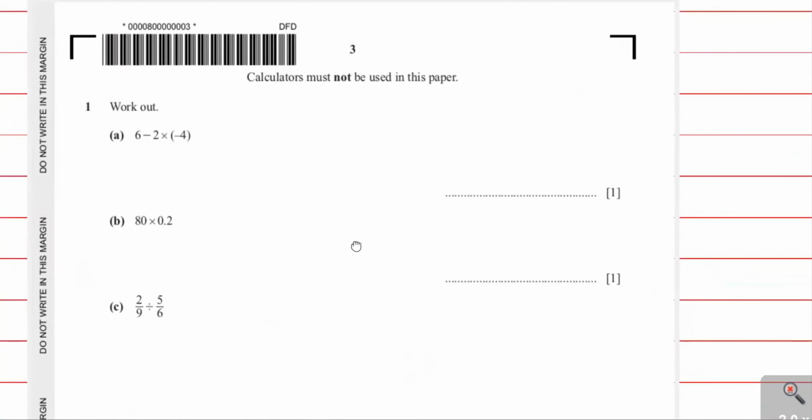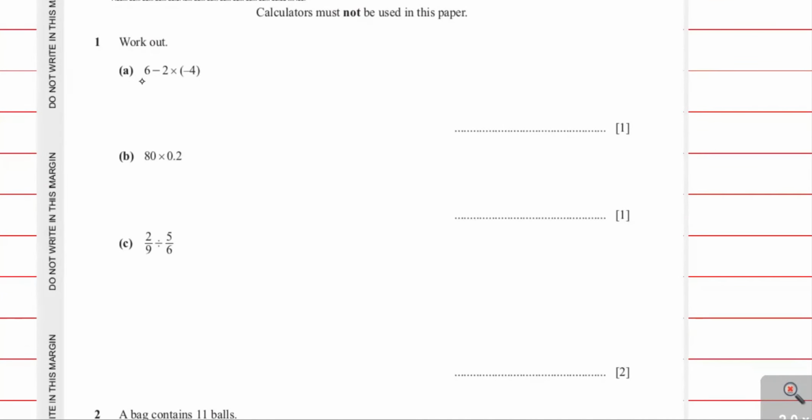Let's start question number 1. Question 1, part A, work out 6 minus 2 multiplied by minus 4. To solve this question, we will use the BODMAS rule. According to the rule, firstly, we will multiply the numbers. We write 6 as it is, and minus 2 multiplied by minus 4 is plus 8, and 6 plus 8 is 14. Therefore, 14 is the answer.